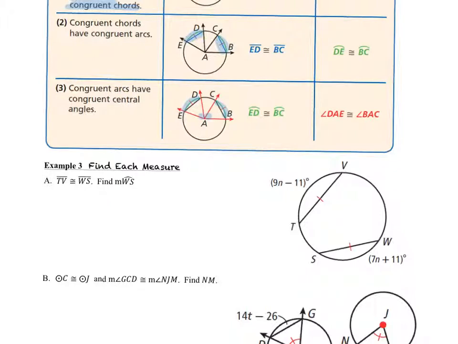Okay, in the first example, since we know that the chords are congruent, then we know that the arcs are also congruent. So we're going to do 9n minus 11 equals 7n plus 11. We're going to solve that. We end up with n equals 11. And so in order to find the measure of arc WS, we would have to plug that back in to 7n plus 11. So 7 times 11 plus 11, which is 88 degrees.